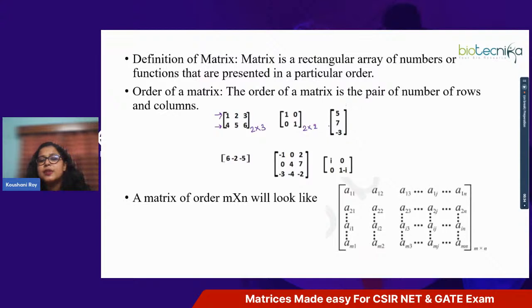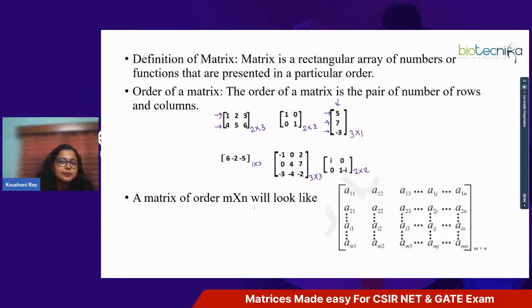Similarly, what will be the order of this matrix? There are three arrays if we check horizontally, and one array if we check vertically, so the order will be 3 cross 1. Similarly, we can find the order of this, this, and this. That is how we can find the order of matrices.